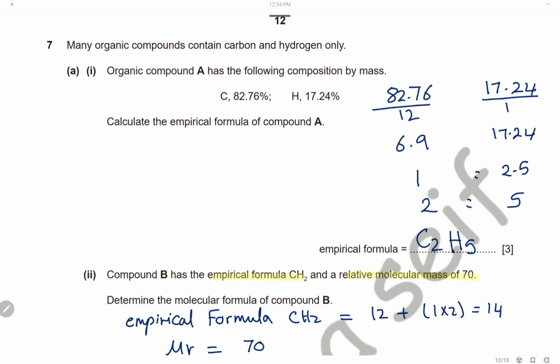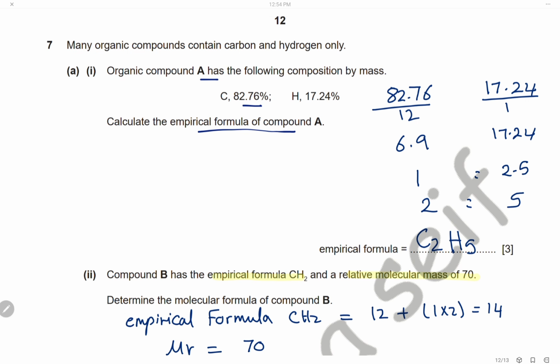Question 7. Many organic compounds contain carbon and hydrogen only. Organic compound A has the following composition by mass: 82.76% carbon and 17.24% hydrogen. So calculate the empirical formula of compound A.